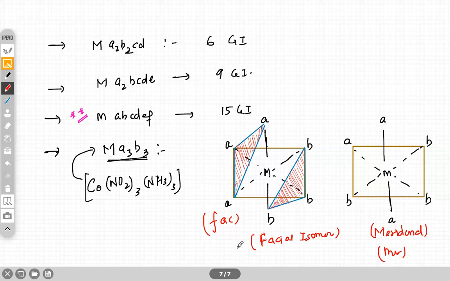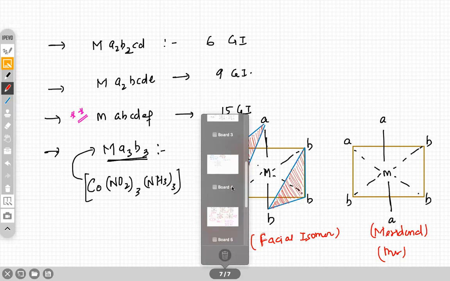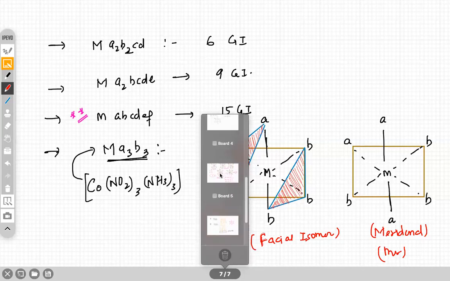See, the simplest one is MA4B2 type. In that case, you consider the position of B over there. In one of the isomers, the two B ligands are present at 90 degrees, and in another one, the two B ligands are present at 180 degrees. Yes, sir, that one you explained. The next one also you explained after that, like MA3BCD.